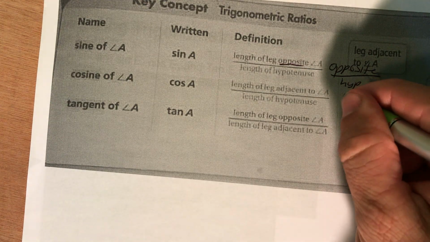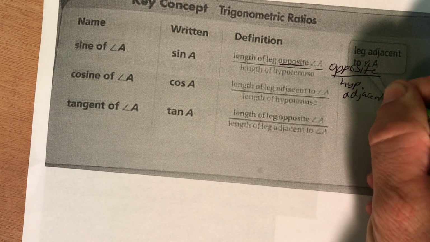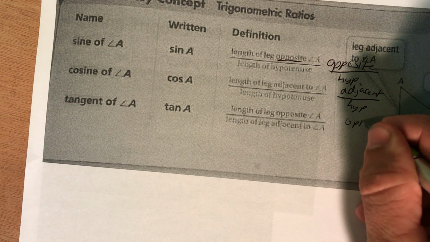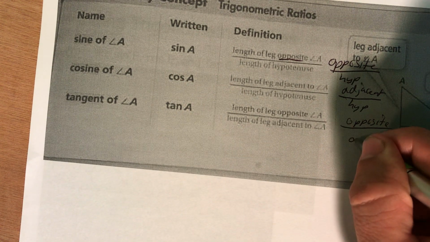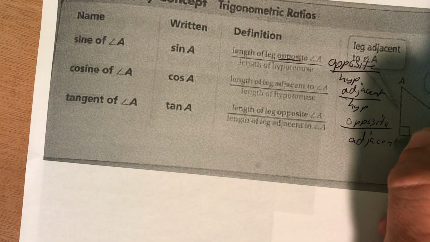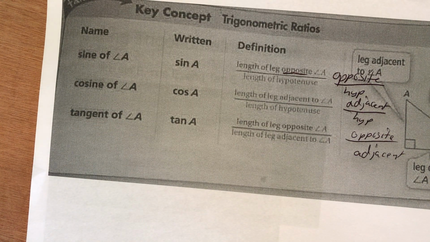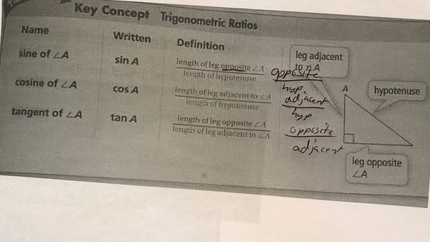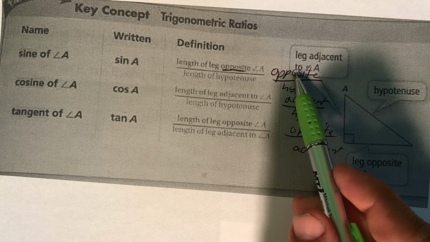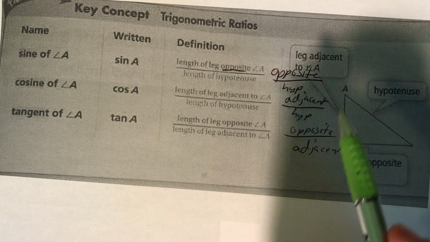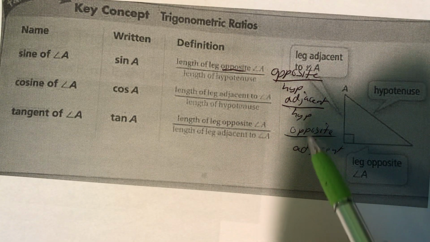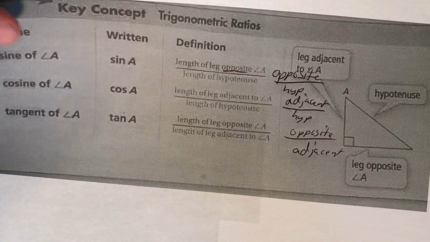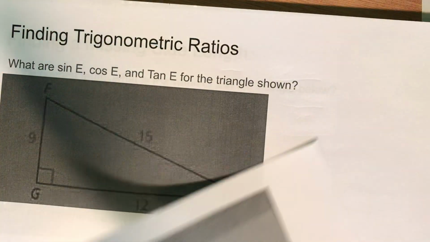Okay, this one's going to be adjacent over hypotenuse, and this is going to be opposite over adjacent is tan. That is how, for the most part, it's always been looked at. It's just remembering it this way. Sine is opposite over hypotenuse, cosine is adjacent over hypotenuse, and tan is opposite over adjacent. There are inverses of these, but we won't worry about that today.